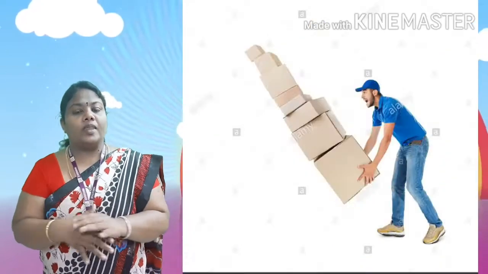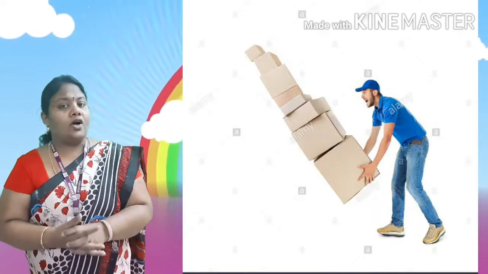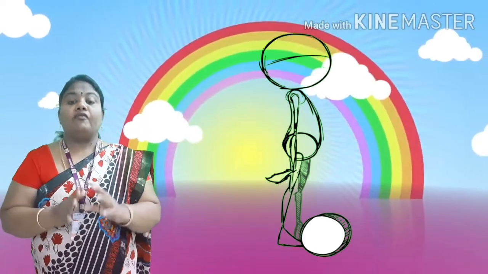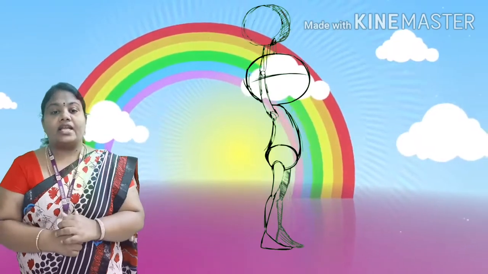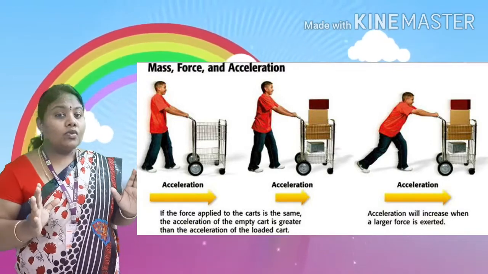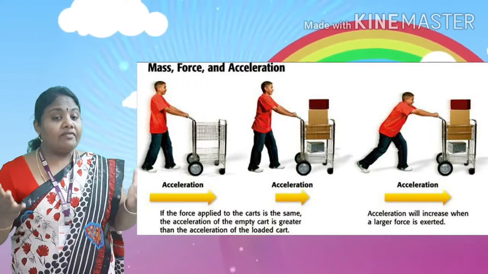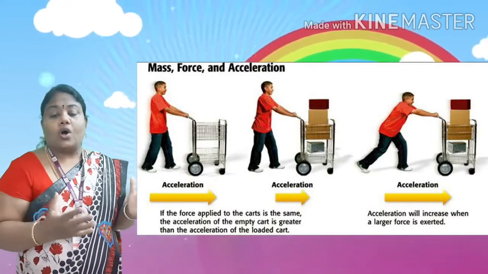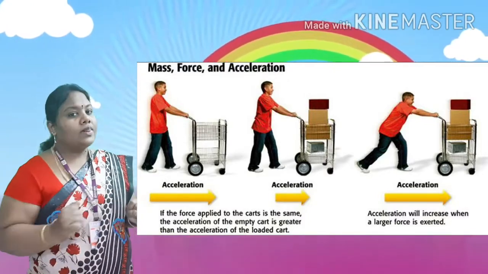Second one, force can lift or drop the object. For example, without force, we cannot move any object. See, for example, an empty box, we can push the box or pull the box very easily. With a heavy box, we cannot push or pull easily. We need more energy to push or pull the box.